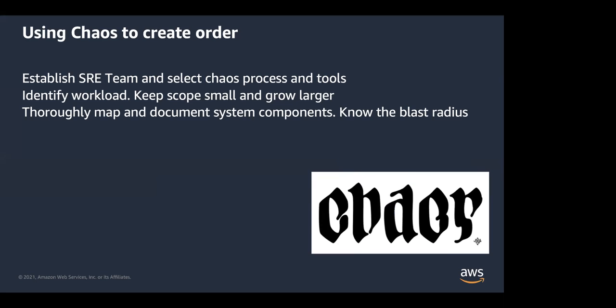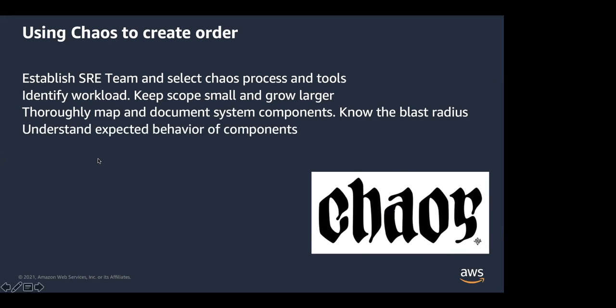And I know for a lot of organizations, thorough documentation is challenging at best, okay? So you may have to do some of this yourself. You may have to go and talk to the various DevOps teams and whoever is the guru of that particular application or infrastructure, and document what they know so you can understand the blast radius. This is very, very important, okay?